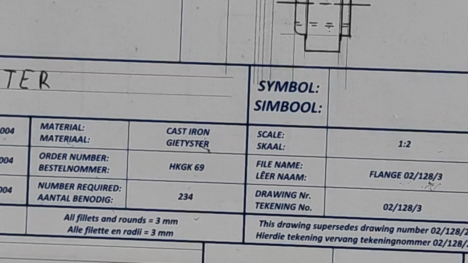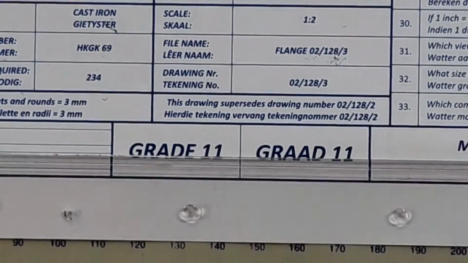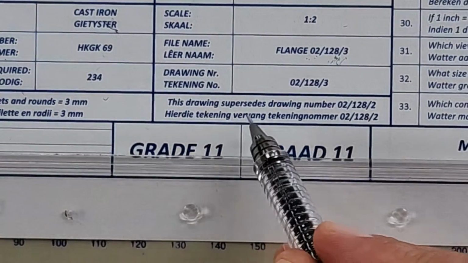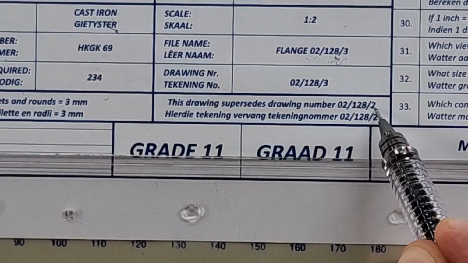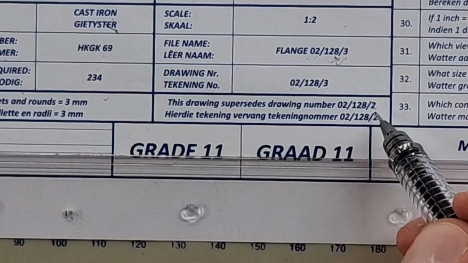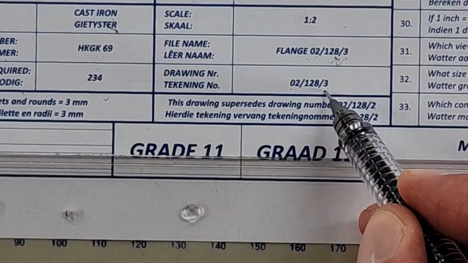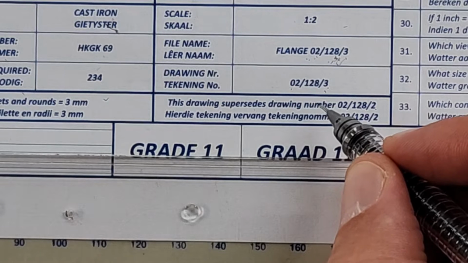Okay, let's see. How many times? Okay, there we look. What does it say here? This drawing supersedes drawing number 02122. What's this drawing number? 02123. What does that tell you? How many times? 3 times. Okay, so sometimes you have to go search for these answers. They're not just as straightforward as you could think.